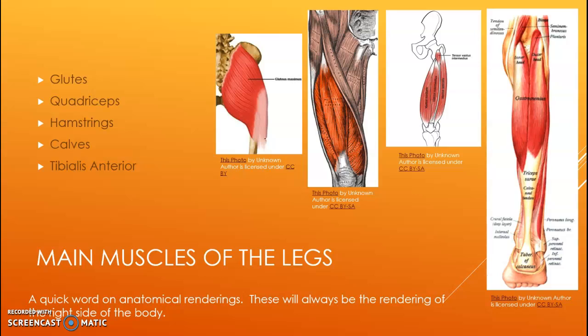Sure, we can get into glute max, med, and min. We get into all four of the quadricep muscles over here. We get into the actual biceps femoris, semimembranosus and semitendinosus. And then you have gastroc and soleus for the calves, and tibialis anterior, the muscle on the front of the shin.